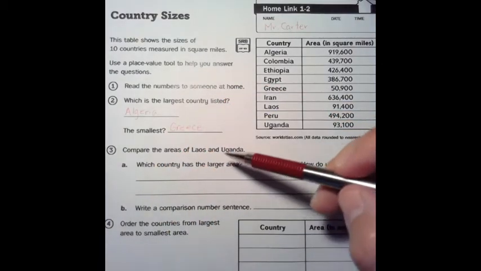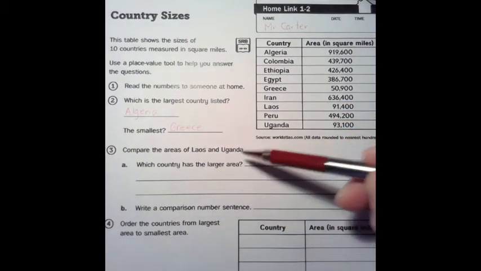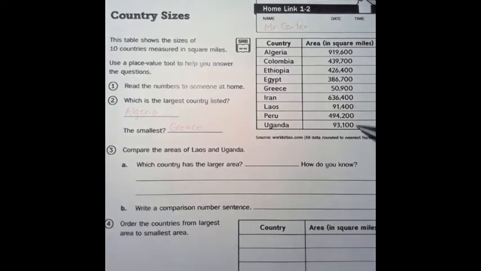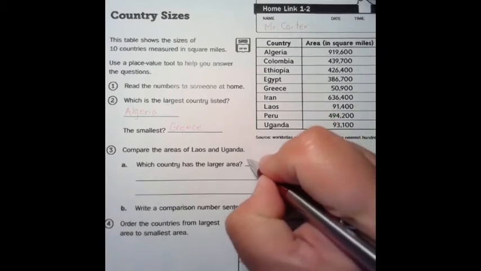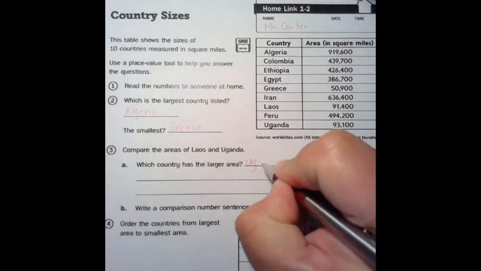Now they're asking us in number 3 to compare the areas of Laos and Uganda. So we're looking at only Laos and Uganda, and which country has the largest area, and how do you know? If I'm looking at Laos and Uganda, they both have a 9 in the 10,000s place. So that means we need to go one more digit and look at the thousands place. Laos has 91,000 and Uganda has 93,000. So the country between those two that is the largest is Uganda with 93,000. So I'm going to write here the country is Uganda.